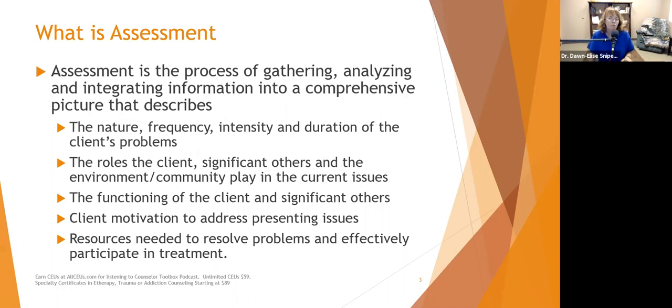We want to look at the role of the client, significant others, and the environment or community in the client's current issues. So what role does the client play? What role do their cognitions play? What role does their history play? What role do their significant others play? Are they supportive, or are they contributing to the problem?